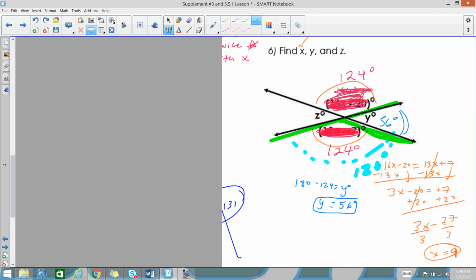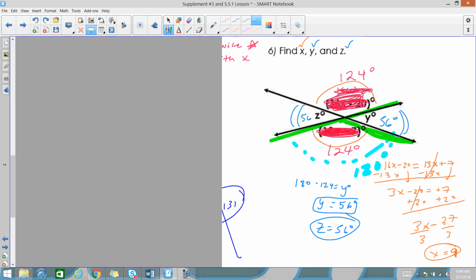So what I can do is say 56 and this angle over here are congruent. So z equals 56 also. And check and check. And that's how you do that. The big deal when you have multiple variables in a problem is you just find the variable that occurs more than once. Most often they'll occur twice, and that's the one you start with.